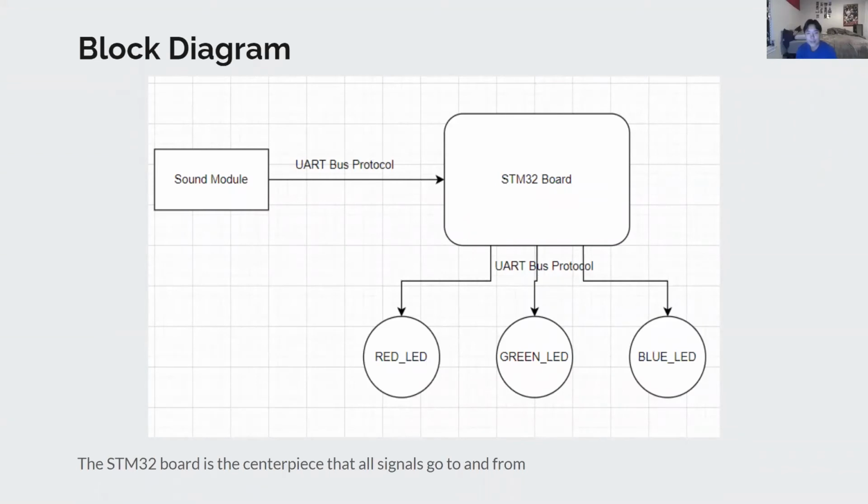This is our block diagram. As shown, we hooked up the sound module to the STM board, including our three outputs for the red, green, and blue LED. Our sound module is supposed to draw in the input created by the user, which communicates with the STM board to produce an output, allowing the red, green, and blue light to power on or power off.